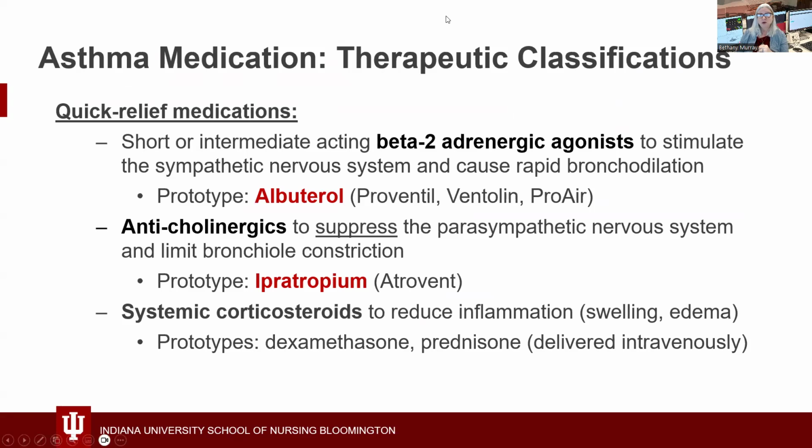How do we do that? Well, I think I alluded to this earlier. We can rapidly provide bronchodilation by using beta-2 adrenergic agonists to stimulate the sympathetic nervous system. So our prototype drug here is albuterol. It's a potent sympathetic nervous system agonist, and it's delivered in a respiratory inhaled version, and it causes almost immediate bronchodilation. Then we can also use anticholinergics to suppress the parasympathetic nervous system.